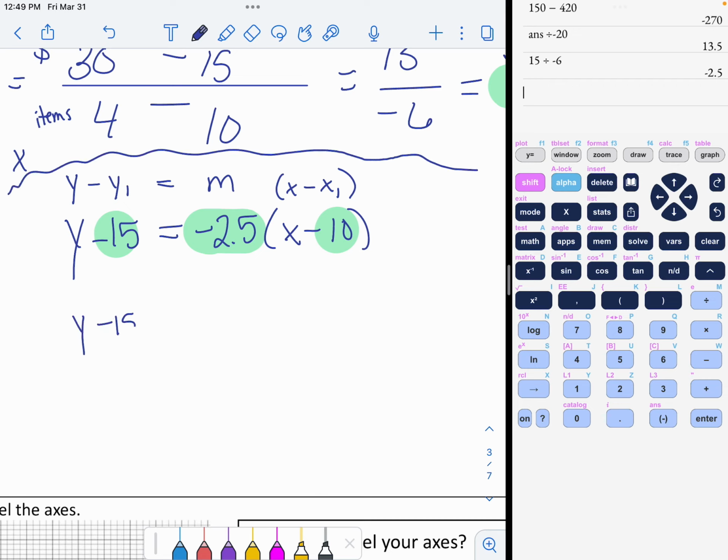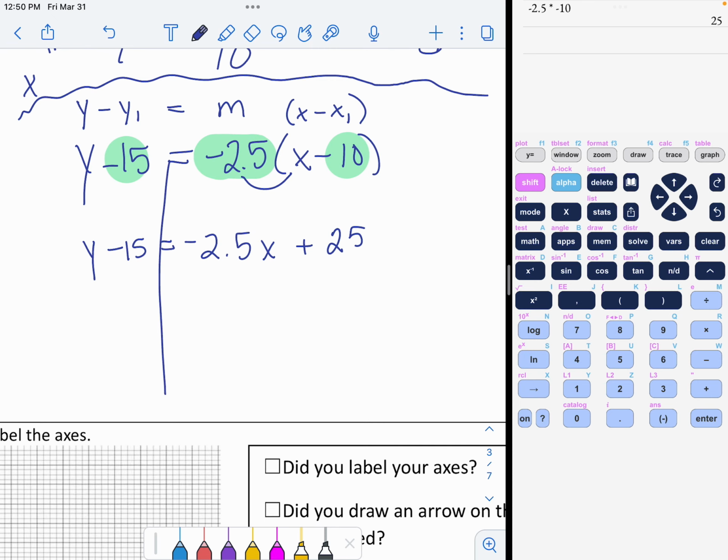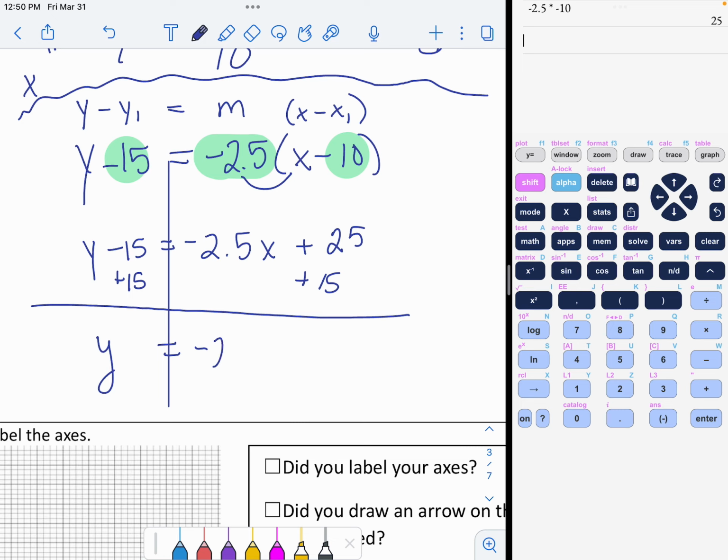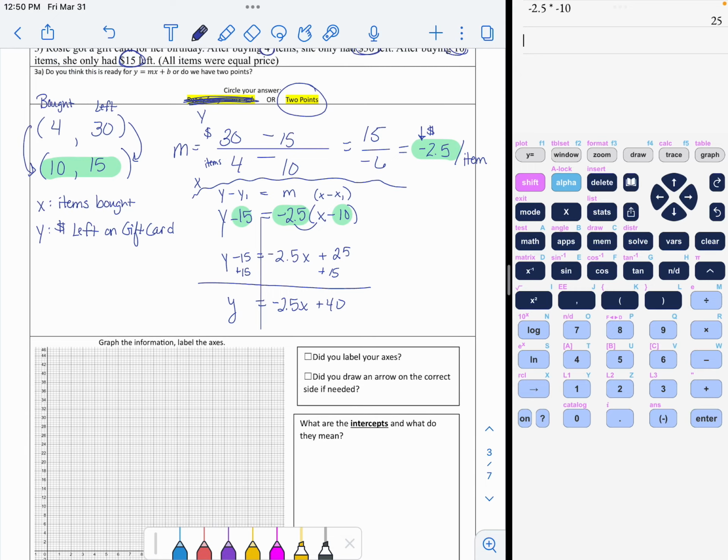So when I distribute, I get negative 2.5x plus, it's like negative 2.5 times negative 10. So that's how I'm going to get plus 25. I know that might not make a lot of sense, so I'm going to show you on the calculator. The last thing I'm going to do is add my 15 because I want to get it in slope-intercept form. It's easier to graph, it's easier to examine. So I have negative 2.5x plus, that's going to be $40.